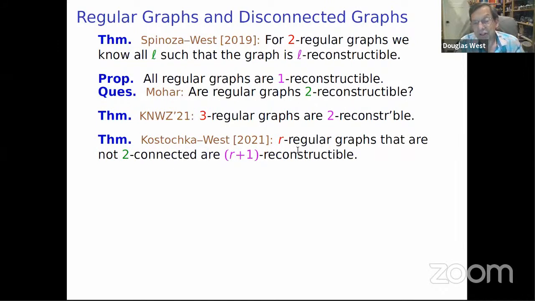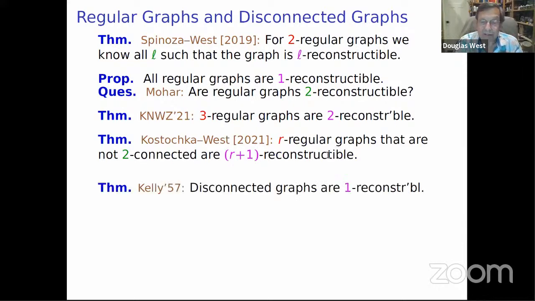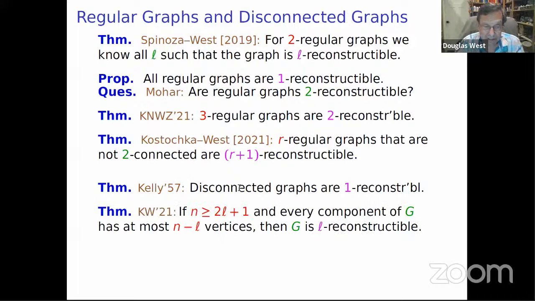Kostochka and I were able to show that r-regular graphs, if they're not too connected, are (r+1)-reconstructible. But that's not too hard. But of course, most of the r-regular graphs that you're interested in are too connected. What about disconnected graphs? Kelly showed one of the early results that disconnected graphs are reconstructible when we delete one vertex to get each card. So we can generalize this.